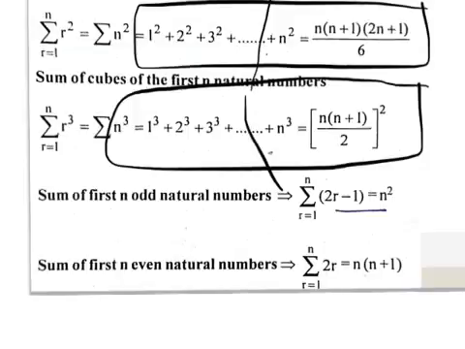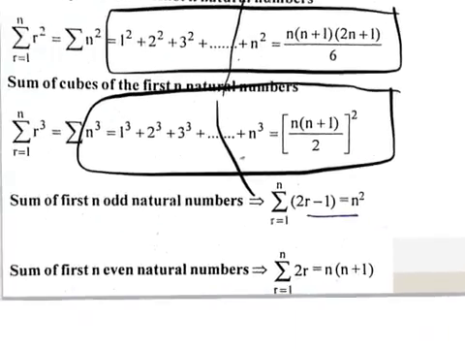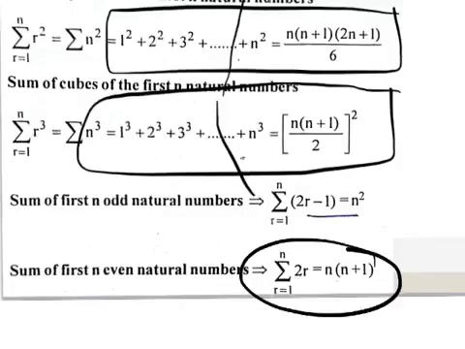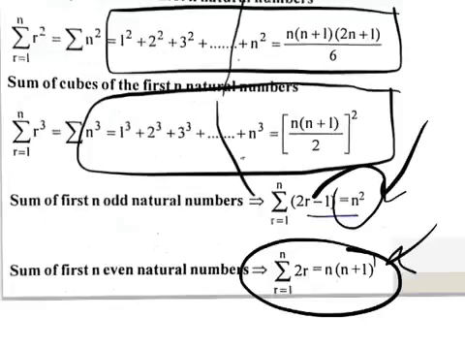The last two formulas. Sum of all the even numbers is twice your n into n plus 1 by 2, which you told me, just doubled. So simply n into n plus 1 is the sum of all the even numbers. Sum of all the odd numbers is even easier, n square. All the odd numbers is n square, even is n into n plus 1.